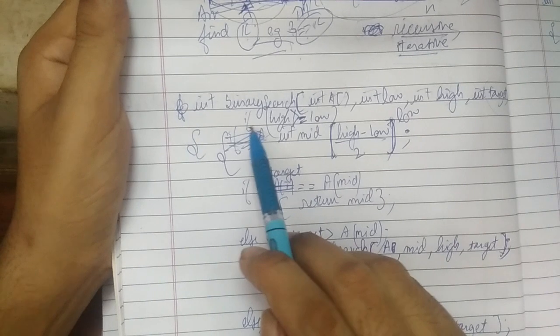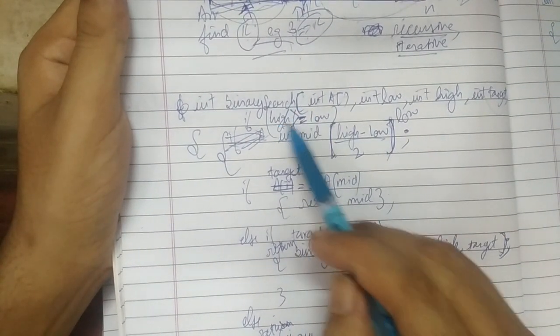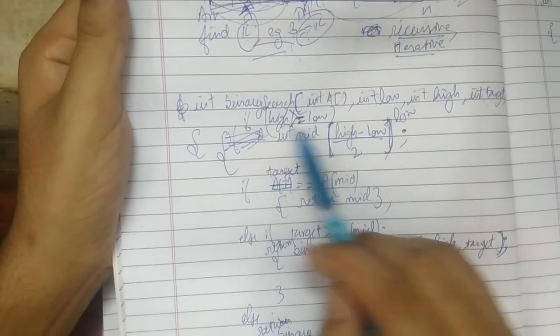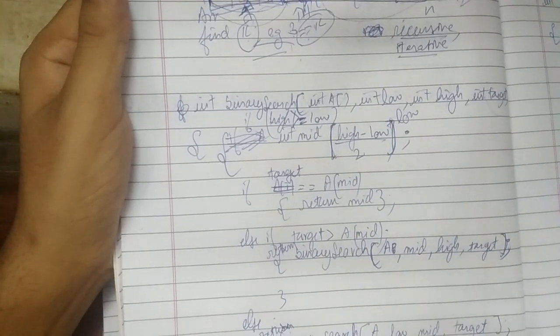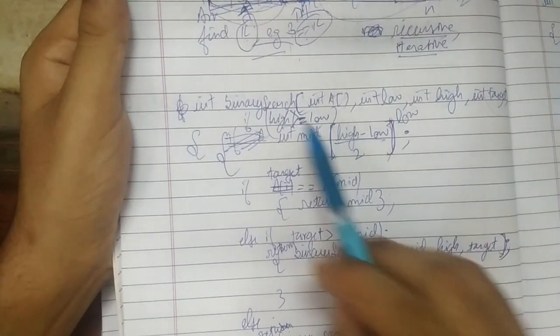First we check if this algorithm should run only and only if high is greater than or equal to low. If this is true, then the algorithm should run, else it should return -1 and we see the element is not found.